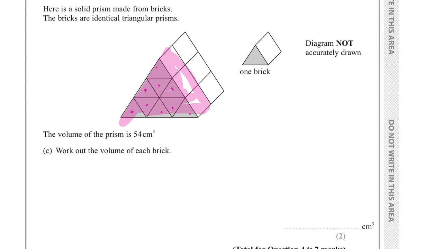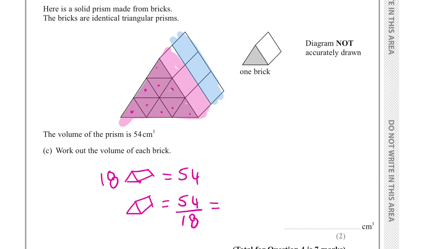But then it also, because it's twice as thick, 9 times 2 is 18. So, 18 bricks equal 54. How am I going to find what one brick is? 54 divided by 18, which is in fact 3. So that means one brick is 3 centimetres cubed. Now our sensible check. 3 lots of 18, does that give us 54? Does 3 times 18 give me 54? Yes, it does, so I know I'm right.